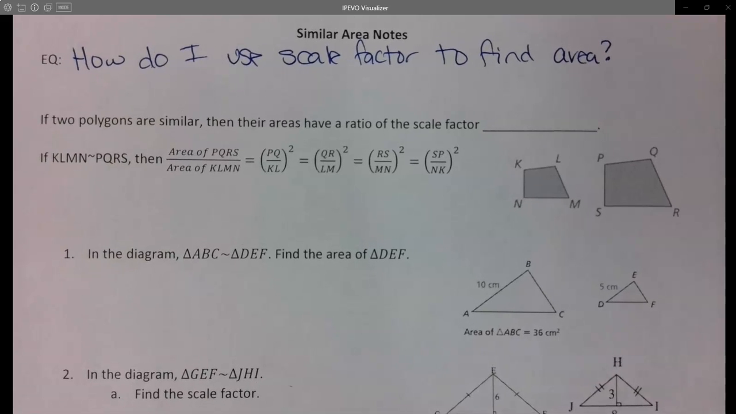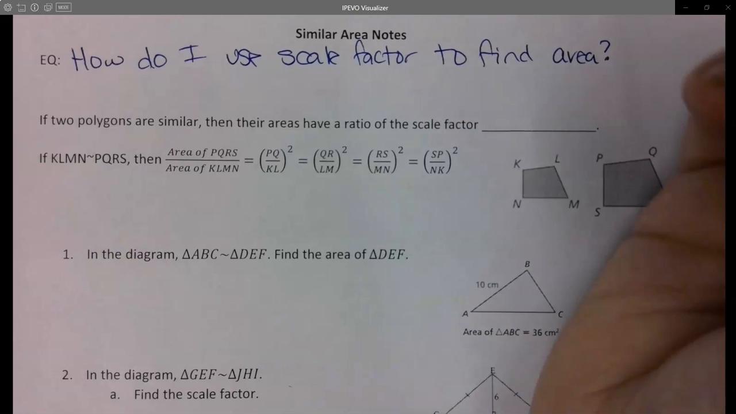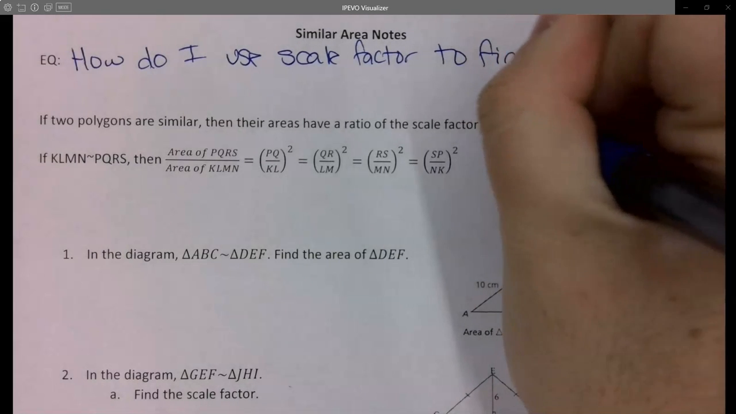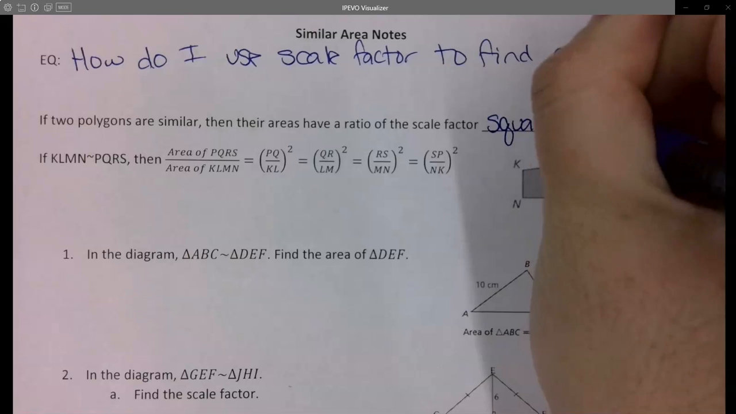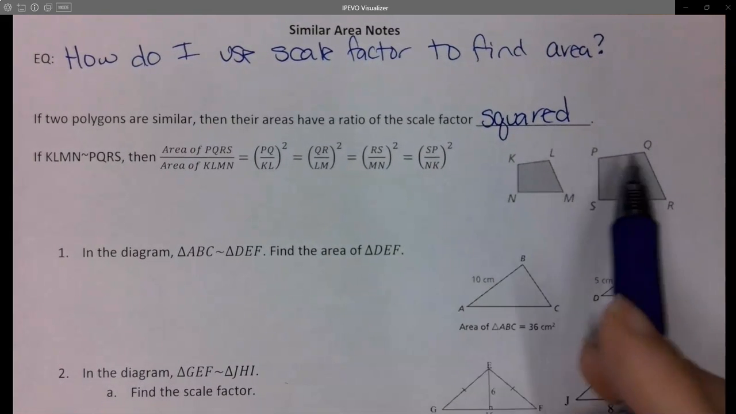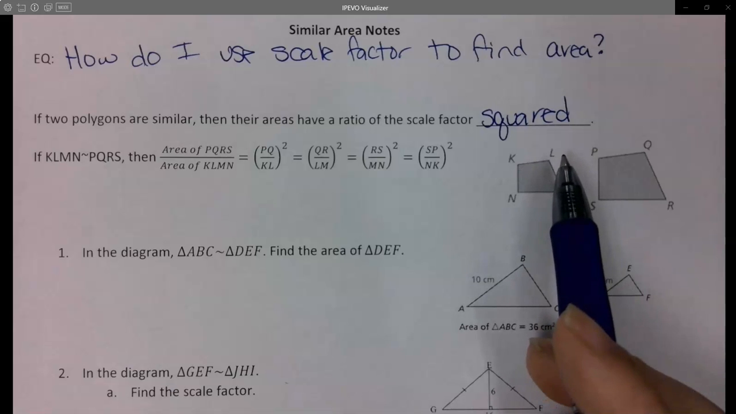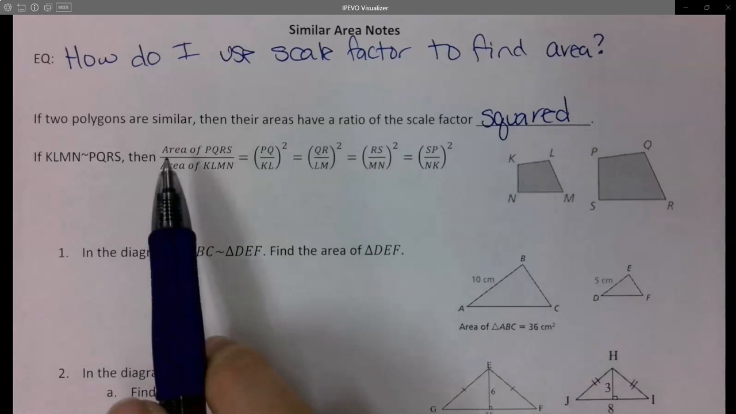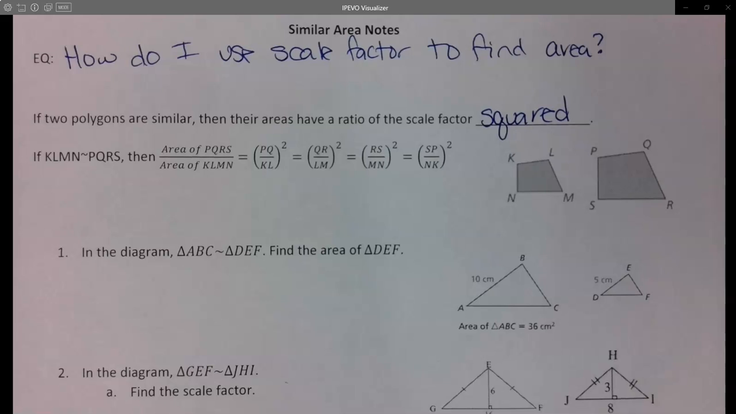Okay, so if two polygons are similar, then their areas have the ratio of the scale factor squared. So basically I would find the sets of similar sides, find the ratio, and then square it to get the same ratio of the two areas.